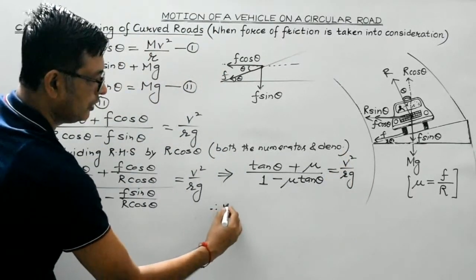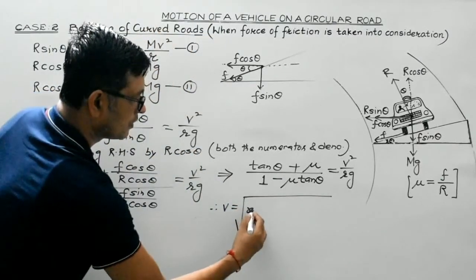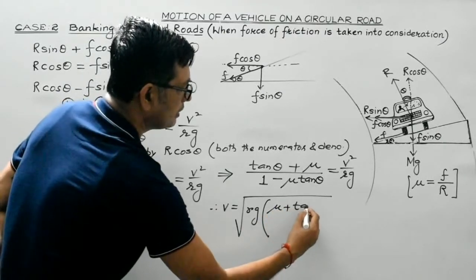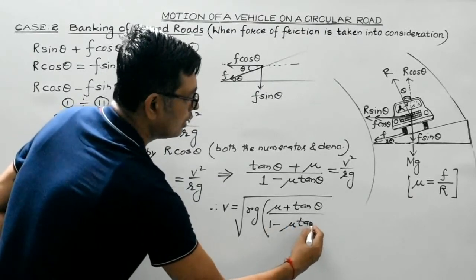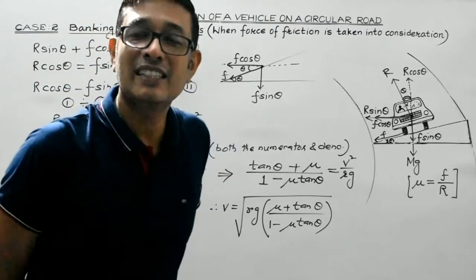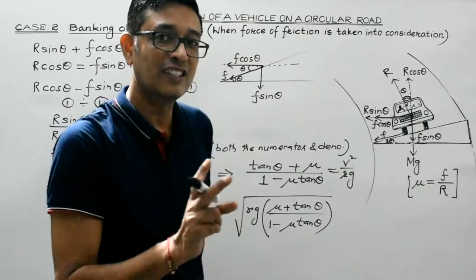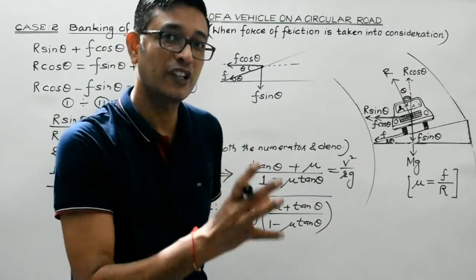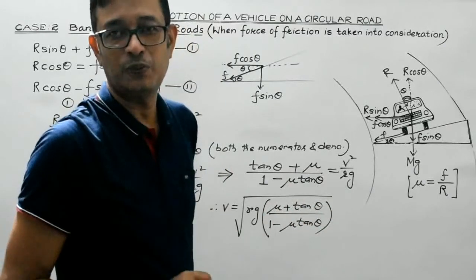Therefore, v is equal to the square root of rg times mu plus tan theta divided by 1 minus mu tan theta. So students, this is the maximum speed with which a vehicle can take a circular turn on a banked road, provided the force of friction is also taken into consideration. So this is the expression for the maximum speed, right?